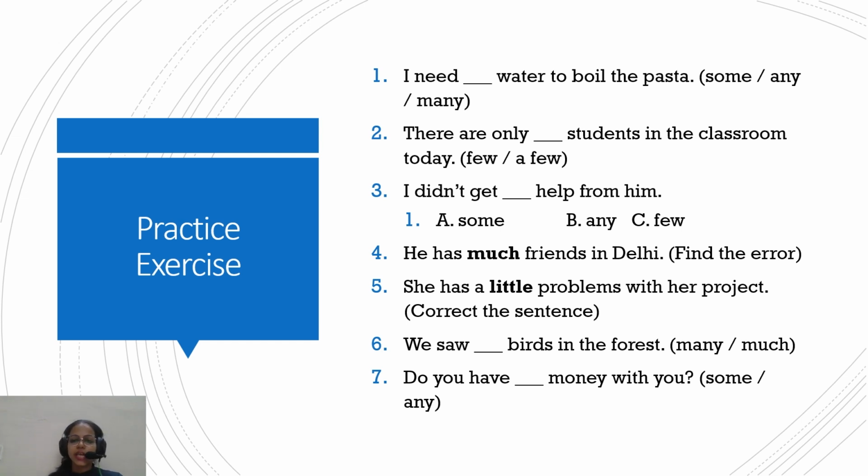I didn't get dash help from him. So help again is an uncountable noun. So we will say I didn't get any help from him. Few, of course, not, because we cannot count the help. So any help from him.